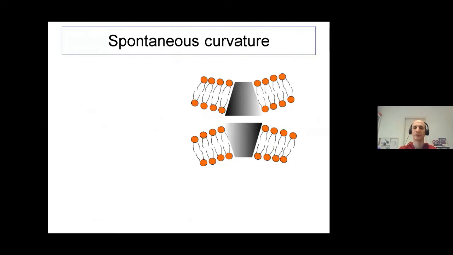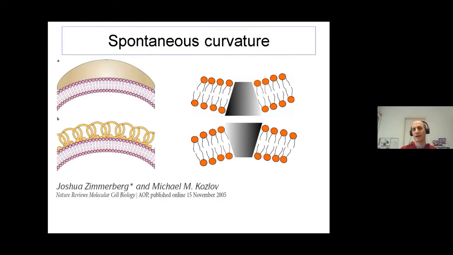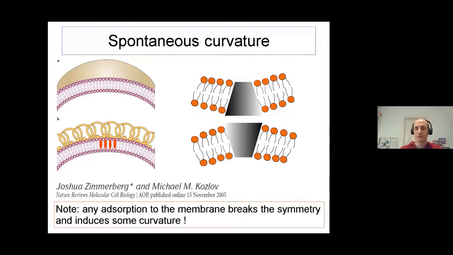The third component that we will discuss is spontaneous curvature. Spontaneous curvature means that many of the proteins that are adsorbed on the membrane, inside the bilayer, or just on one side of the bilayer leaflets, induce local spontaneous curvature, local bending of the membrane. And that should actually not surprise you, because anything that adsorbs onto the membrane will break the symmetry of the bilayer and therefore induce some sort of curvature. It can be a very well-defined curvature or some undefined curvature.